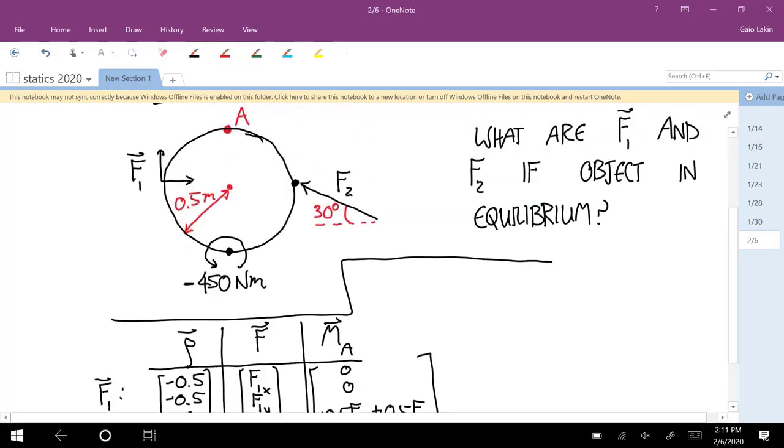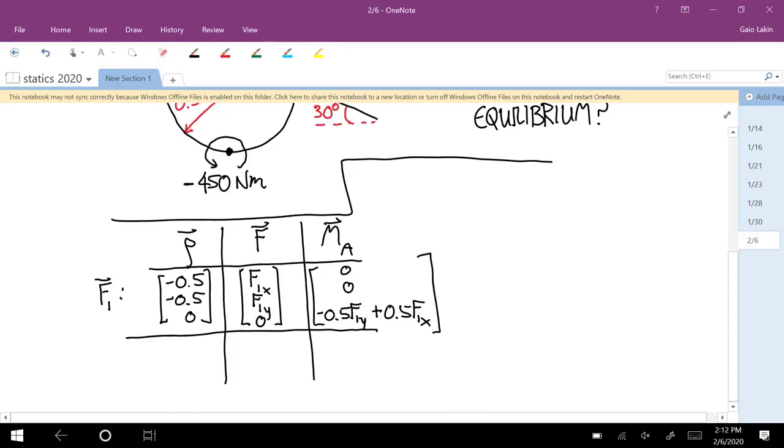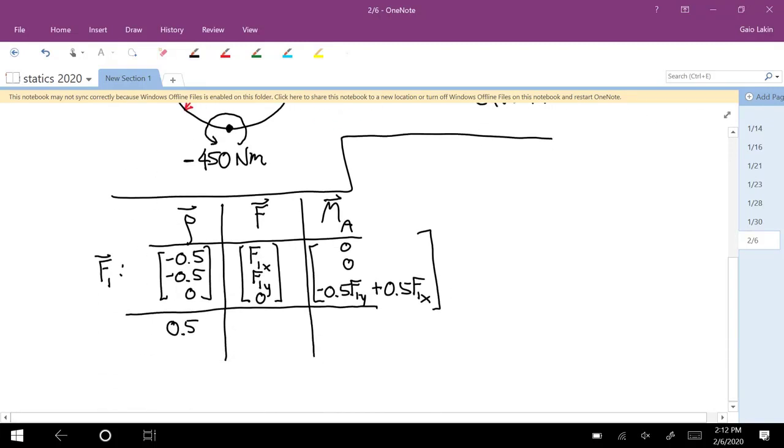Okay, now let's go to the other force. So what's the row vector for this force F2? We want the vector that goes from A to where F2 is applied. Yeah, so positive 0.5 for x, negative 0.5 for y, and then 0 for z.